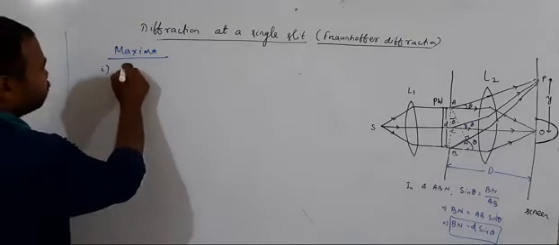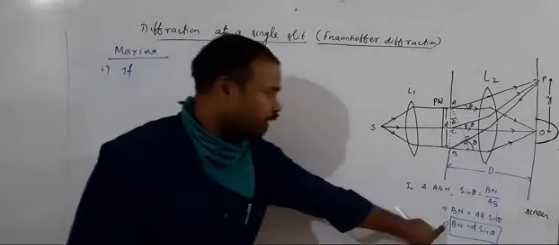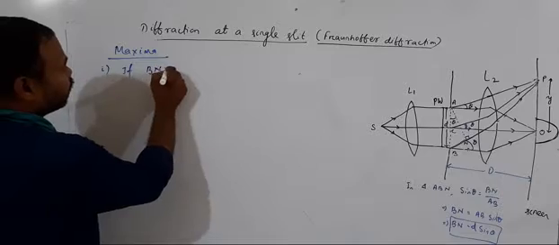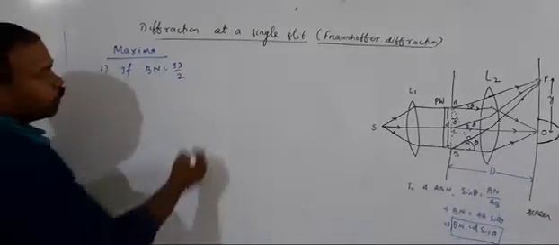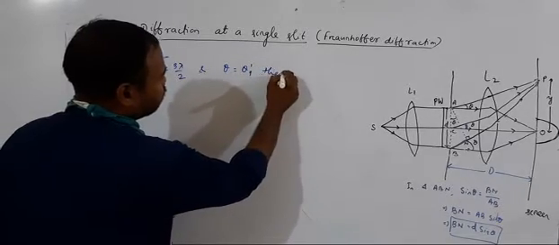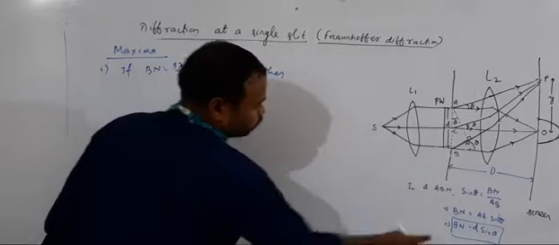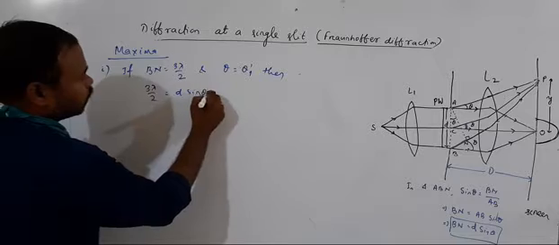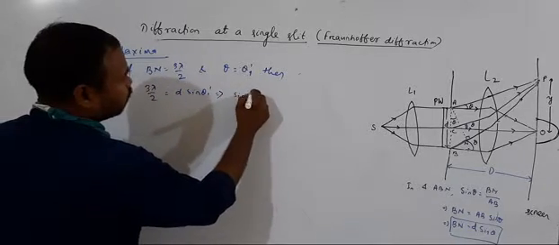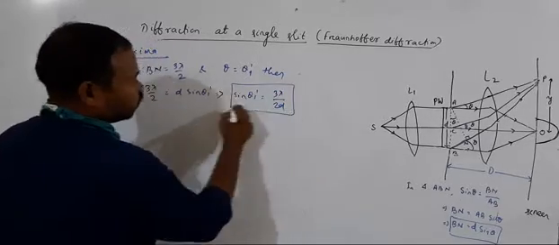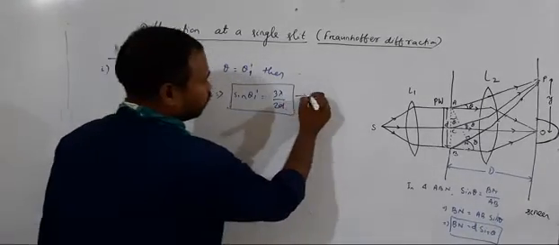First you see, if the path difference Bn is equal to 3 lambda by 2, then what happens? If Bn is equal to 3 lambda by 2 and theta is equal to theta 1 dash, then this equation becomes 3 lambda by 2 is equal to d sin theta 1 dash, or sin theta 1 dash is equal to 3 lambda by 2d.